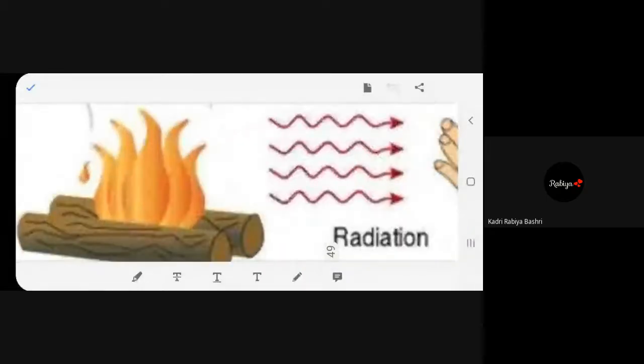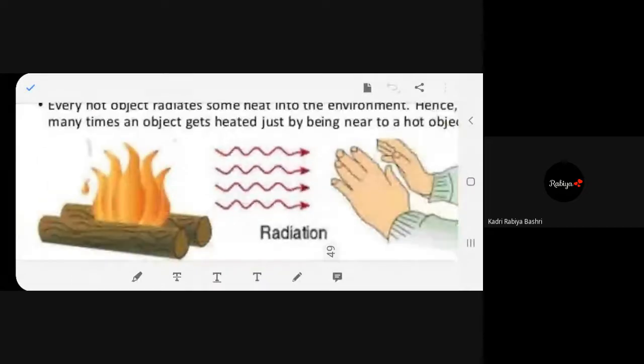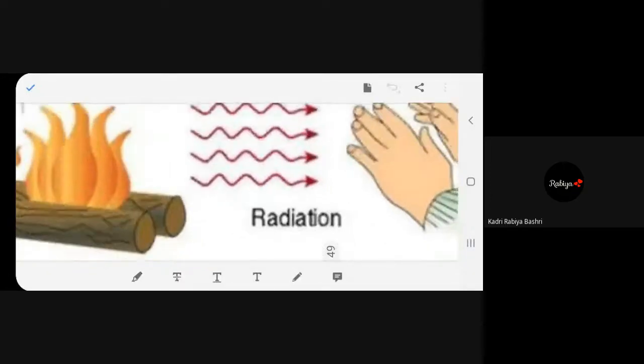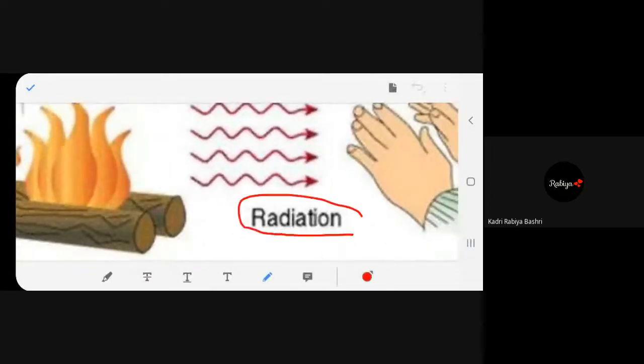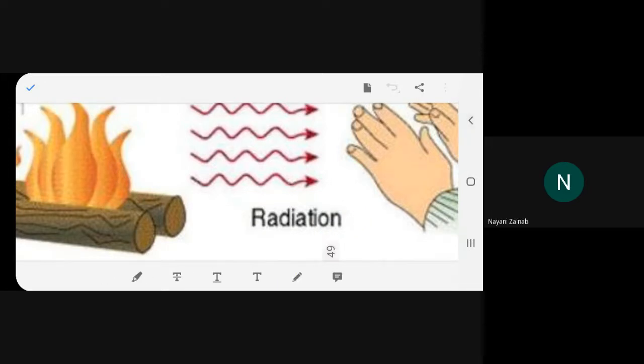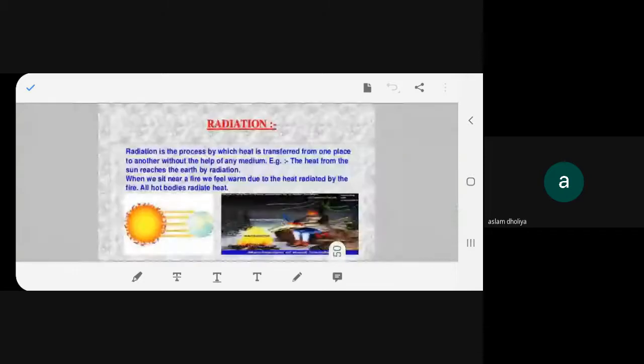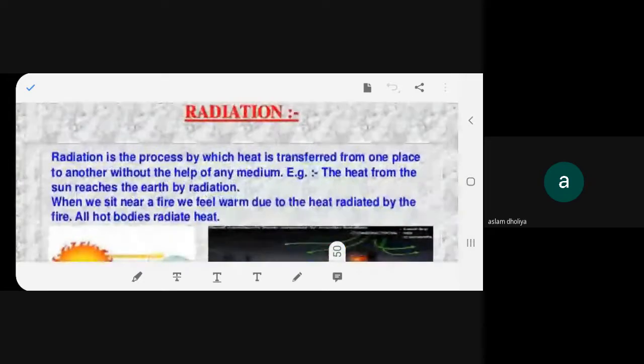It is radiating energy, isn't it? Radiating heat. And if you are on the side of it, even your hands will become warm. This is called radiation. What is it called? Clear? Radiation. We do radiation once again.